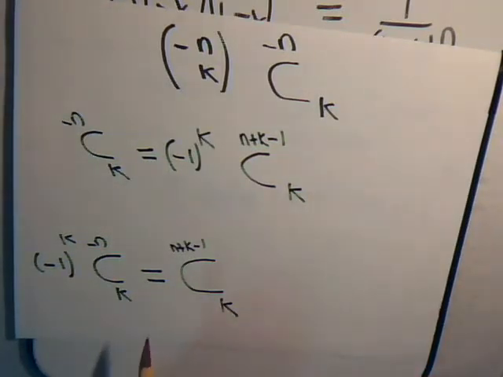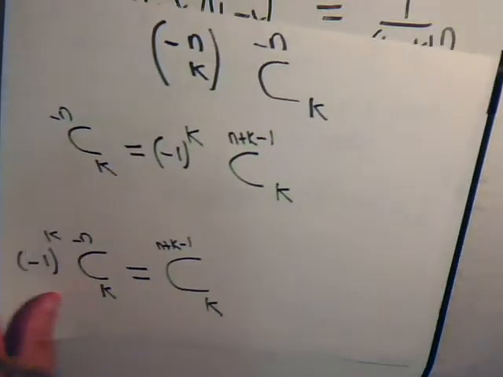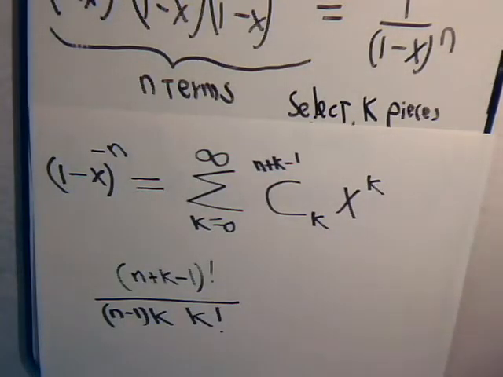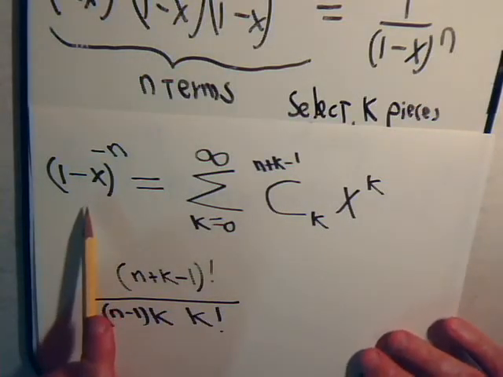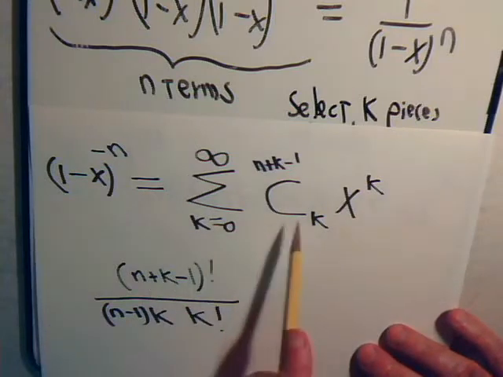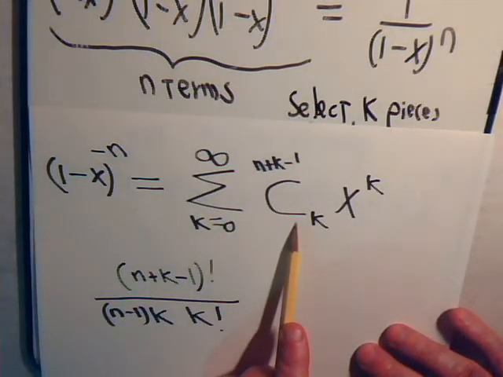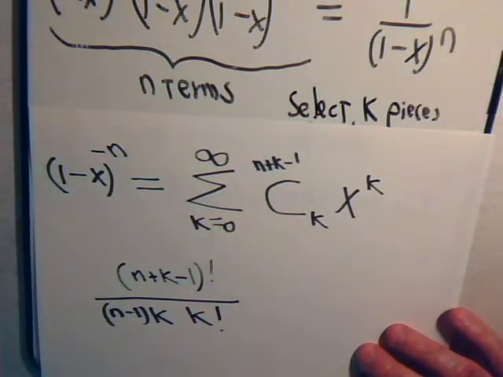So what that means is that this 1 minus x to the minus n, which is our generating function for this problem, can be written like this, as this infinite series. But lo and behold, look what you have.